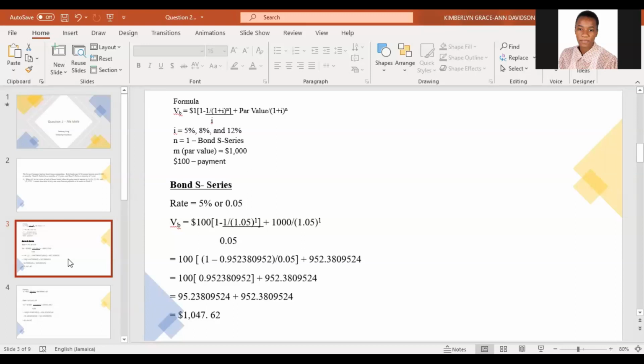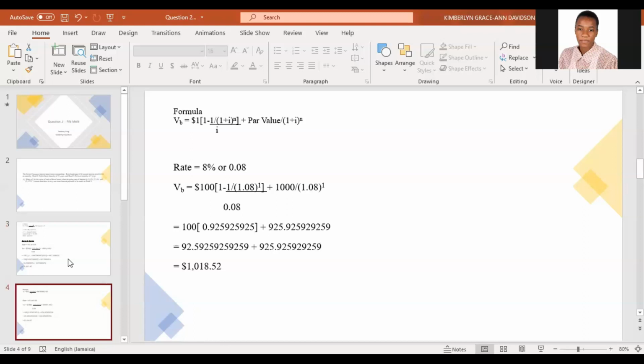In this case, the Bond S series at a rate of 5% will be equal to $1,047.62, where it shows that $100, the payment, times the bracket of 1 minus 1 divided by 1.05 to the 1 power, divided by 0.05, plus 1,000 divided by 1.05 to the 1 power, which is equal to 952.38 plus 952.38, which is equal to the grand total of $1,047.62 at maturity.